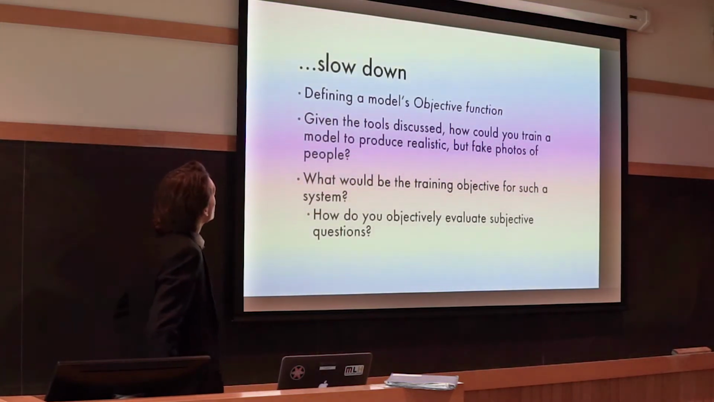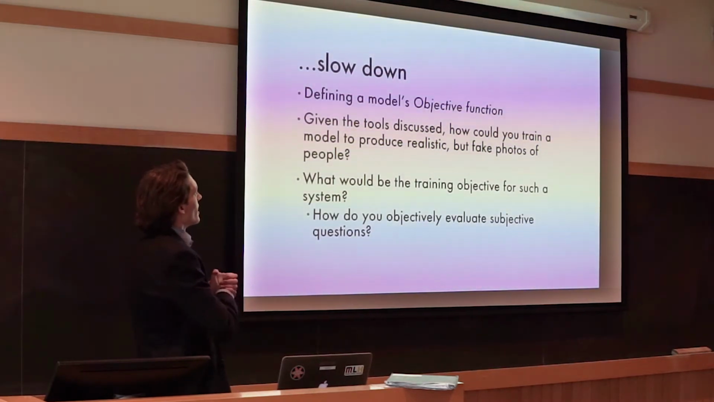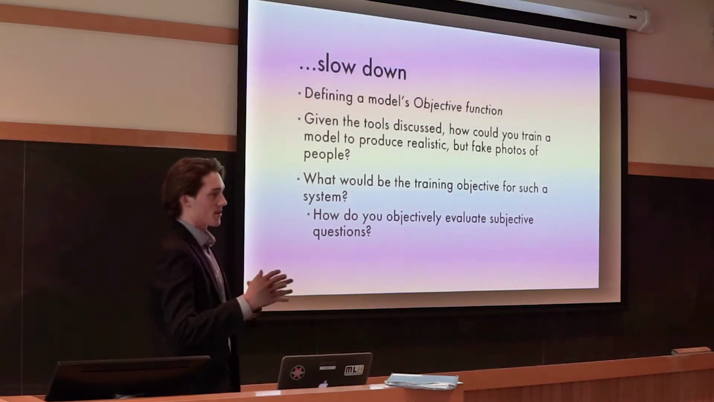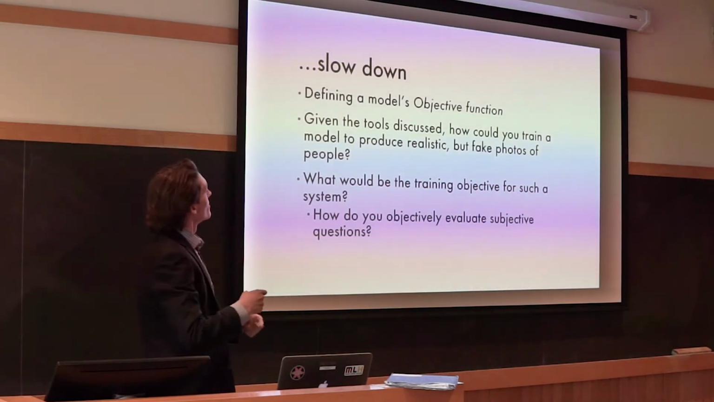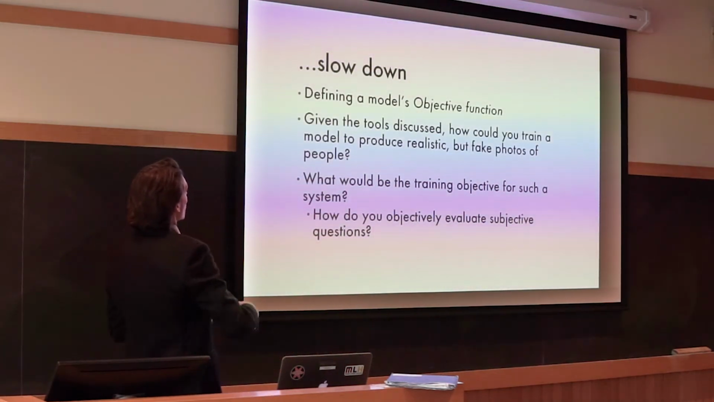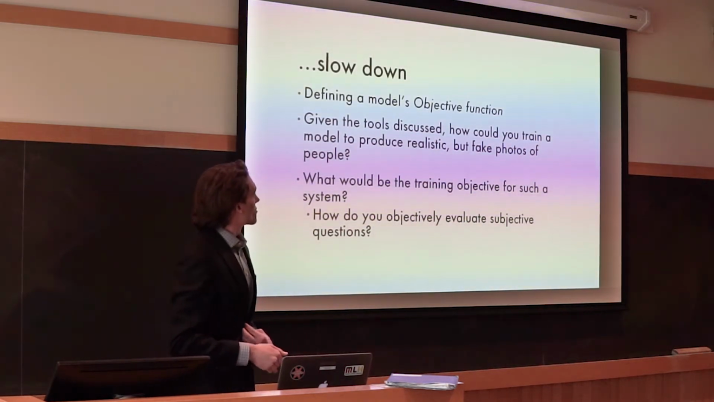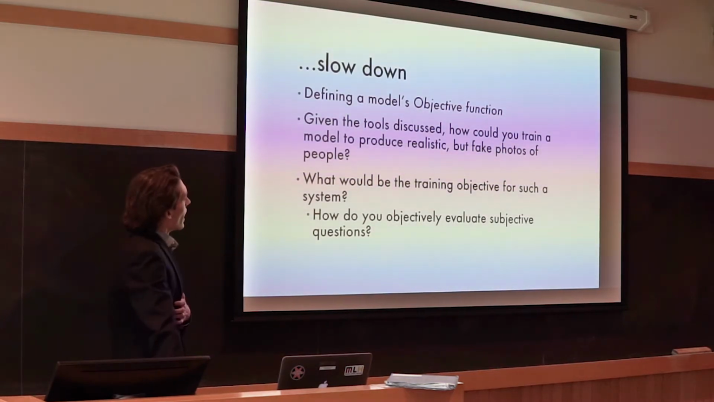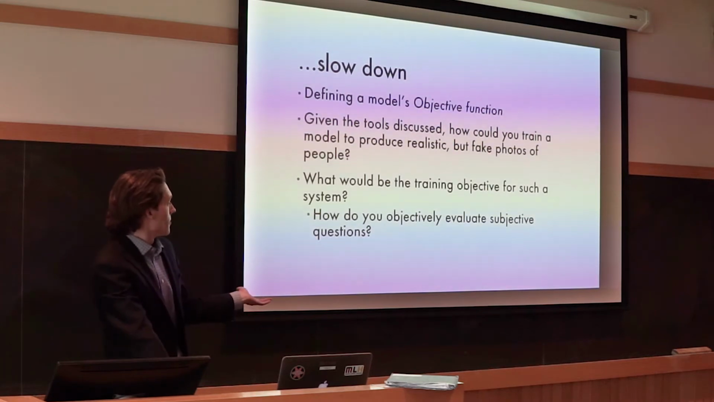There's still work, because we need to define the model's objective. You need to quantifiably express how well the function is doing at its current task so that it can improve, and it can know what sort of changes to make to improve. So, given the tools discussed, how could you train a model to produce realistic but fake photos of people like we saw before? And to do that, what would be the training objective for such a system?